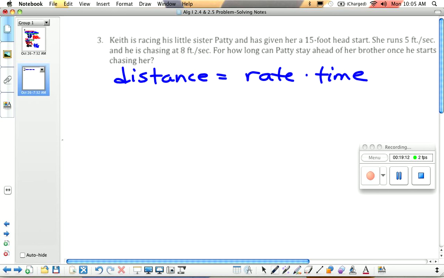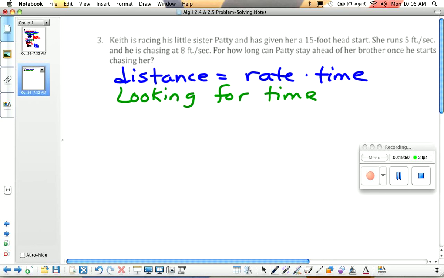Okay, well then, we're looking for the time, aren't we? We're not looking for distance, we're not looking for rate, we're looking for time. And the other thing we're looking for is how long will Patty, the sister, stay ahead of her brother? So in other words, isn't that her distance? Are we going to have to compare it with distance instead? Let's compare it with distance rather than time.